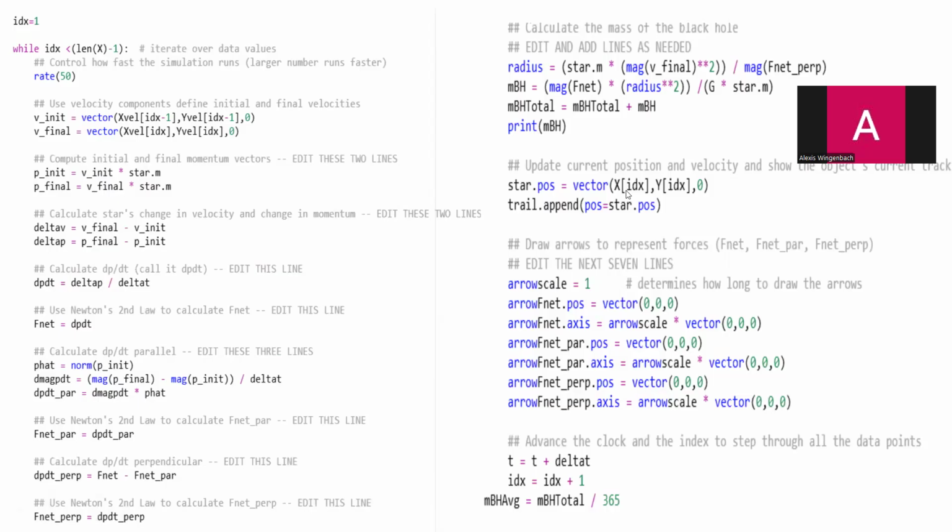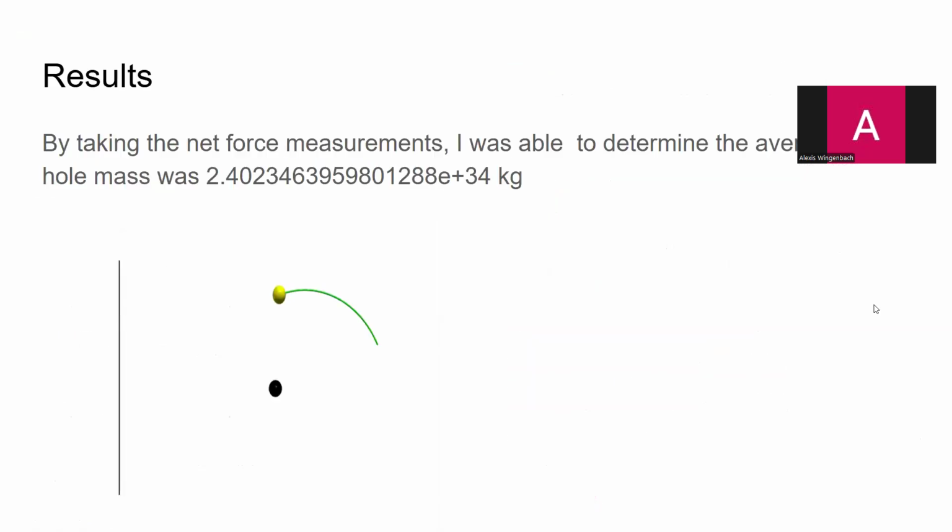Using this information, we can find the radius of the star by dividing by the perpendicular magnitude, which would be distance. And then from there, we're going to use the gravity equation to get the mass of our black hole. And then this is all just updating the visual, which is this.